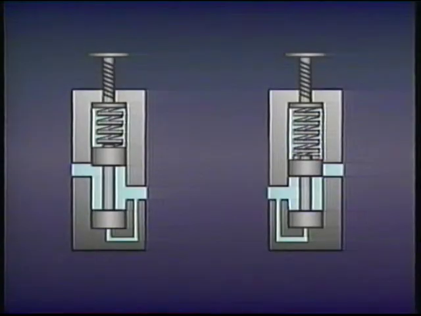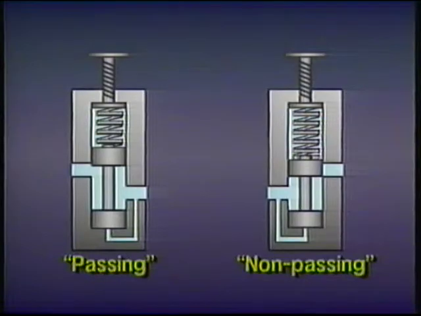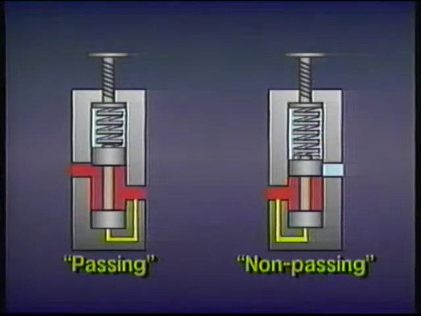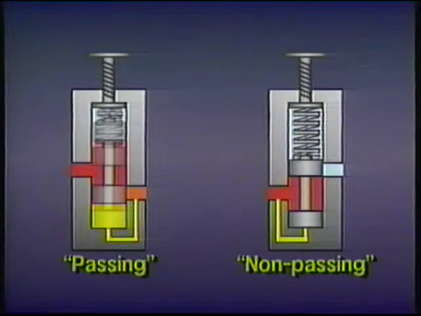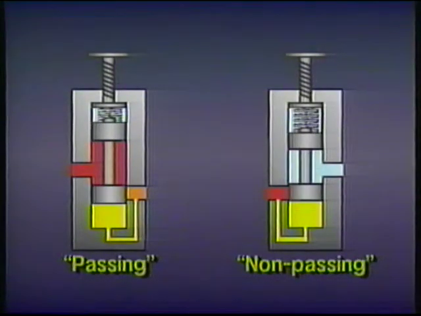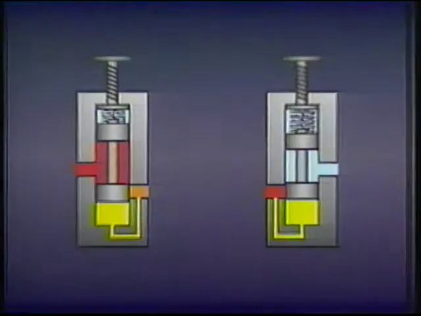A pressure control valve is either normally passing or normally non-passing, sometimes referred to as simply passing or non-passing, depending on the position of the spool in its normal non-actuated state. The valve will change from passing to non-passing or from non-passing to passing with changes in pressure at the valve.